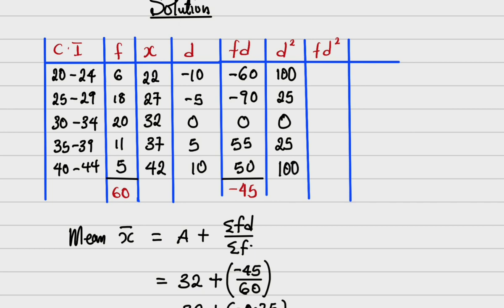Now, the next thing I need to do is to multiply f and d squared to give me whatever is supposed to be in this column. So you could see 6 times 100 gives me 600. Then I have 18 times 25 gives me 450. All right. Then, of course, this is 0. Then I have 275. Then the last 5 times 100 gives me 500.